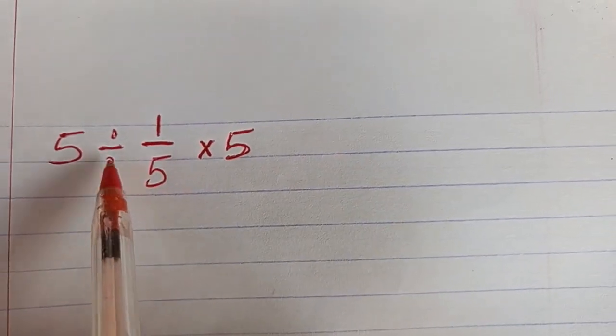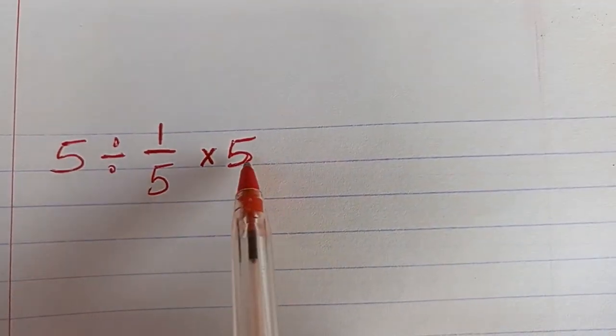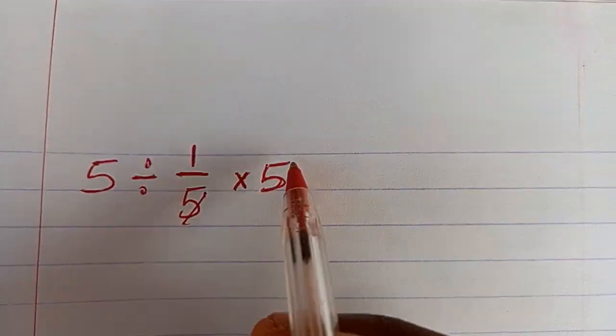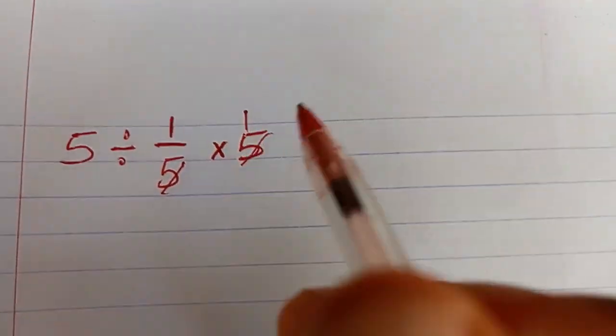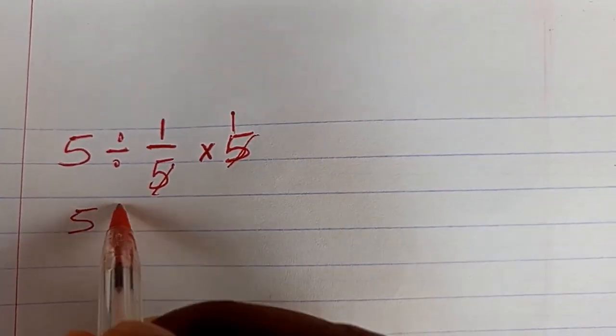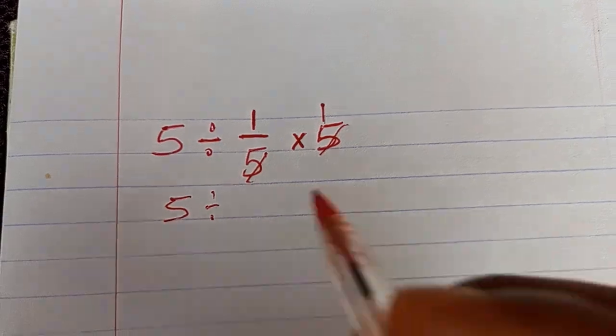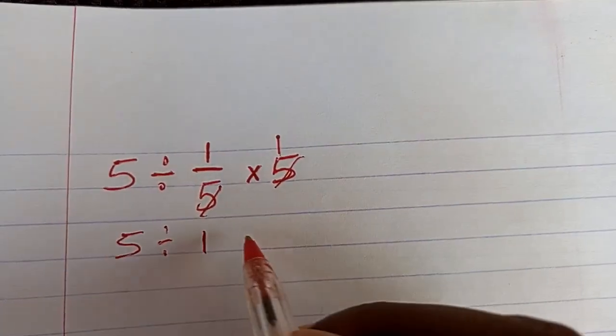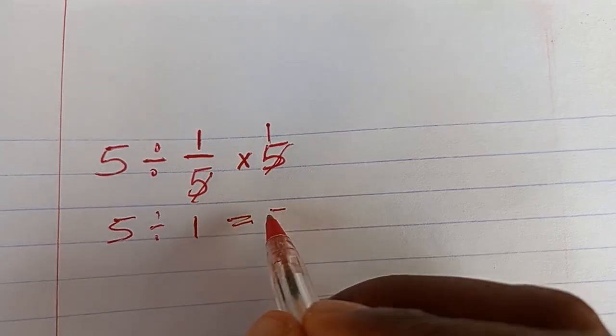5 divided by 1 over 5 times 5. If this 5 cancels this 5, we have 1 here. And what we have left is 5 divided by what? Which is this 1. 5 divided by 1 will give us what? 5.